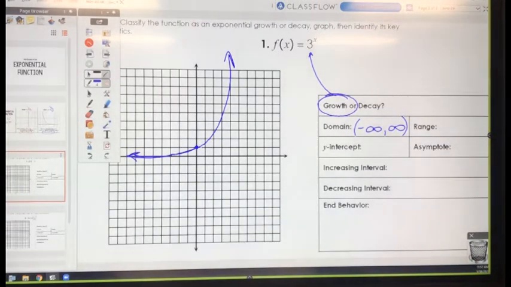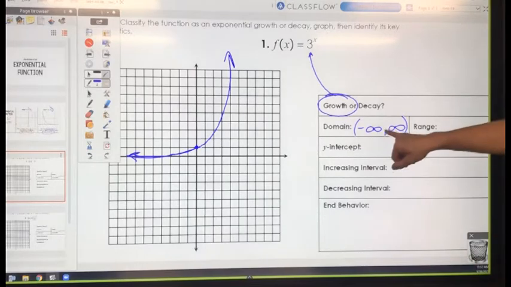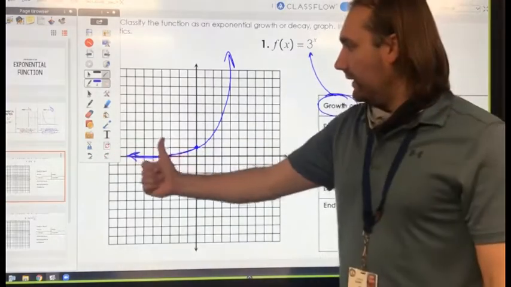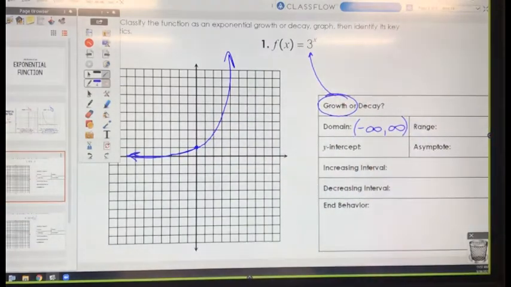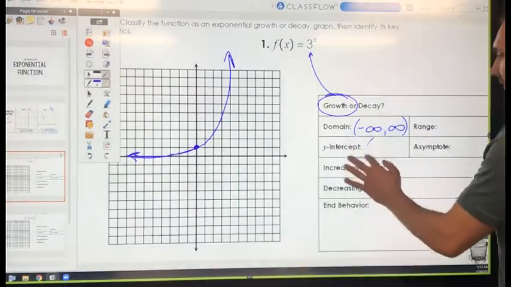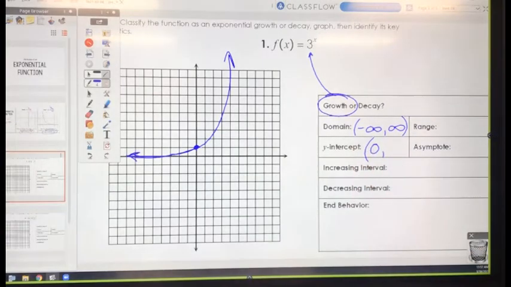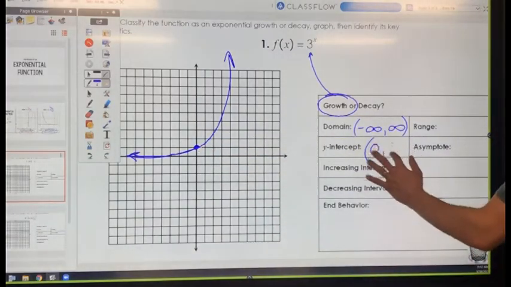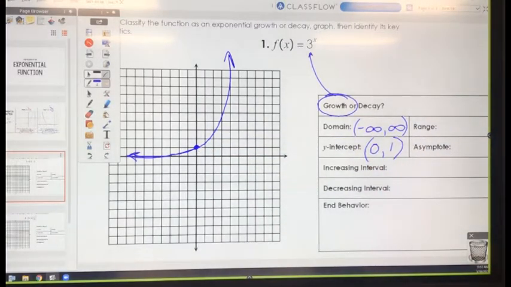One important thing to note about exponential functions, this will always be your domain. You're always going to go to negative infinity and positive infinity. So that will never change. What about my y-intercept? Y-intercept is when you set x equal to 0 and then solve for y. 3 to the 0 power is what? 1. Anything to the 0 power is 1. So my y-intercept is (0, 1).